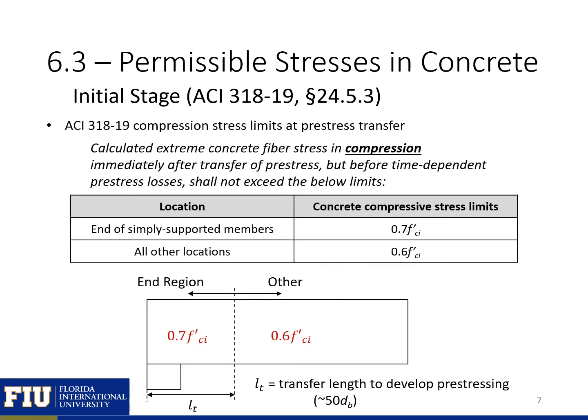ACI 318 gives us two different compressive stress limits at release, depending on where we are in the beam. In the end region, we need to keep the stress less than 0.7 times f'ci, the release strength of the concrete. And in the rest of the beam, we need to keep it under 0.6 times f'ci. It doesn't specify what is considered an end region, but typically the end region is about equal to the transfer length. So when we're checking our stresses at the transfer length, we can use this 0.7 f'ci limit.